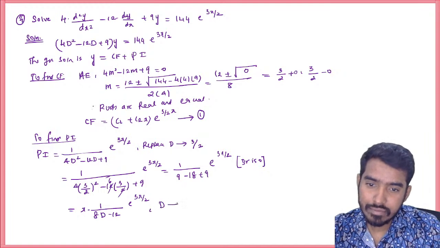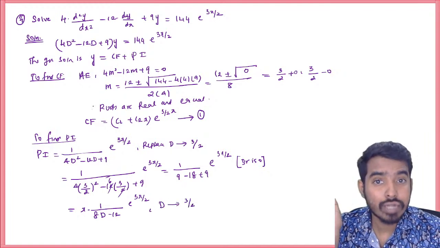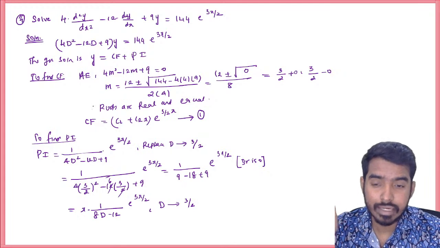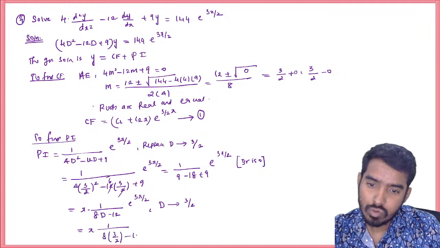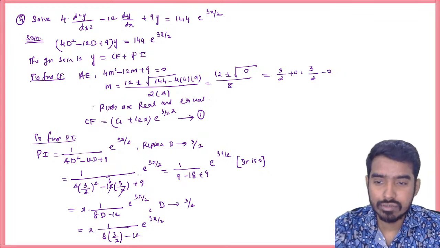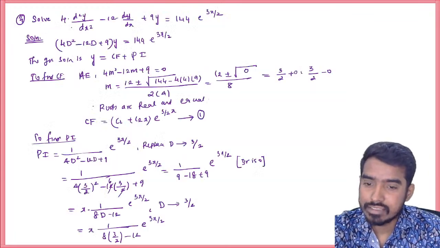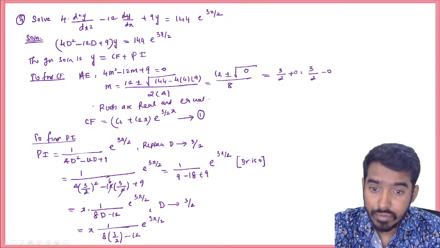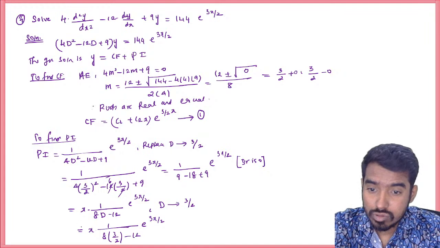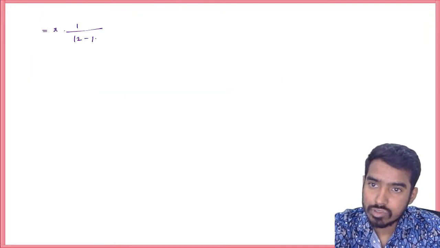Now again you put d is equal to 3 by 2. You should not touch the numerator; the only thing is you are differentiating the denominator. Again you put d is equal to 3 by 2. This will be x into 1 divided by 8 into 3 by 2 minus 12, e power 3x by 2. So this is equal to x into 1 divided by, 2 ones are 2, 2 fours are 8, so again you can see 12 minus 12, e power 3x by 2.